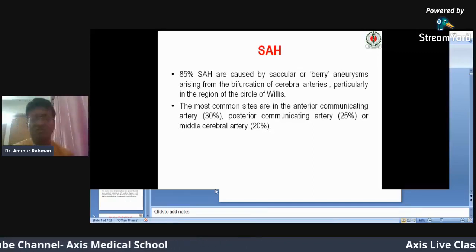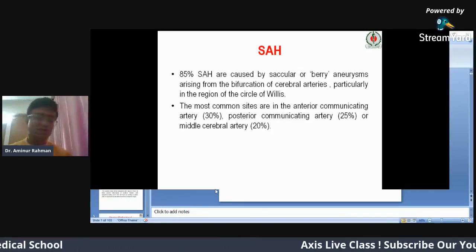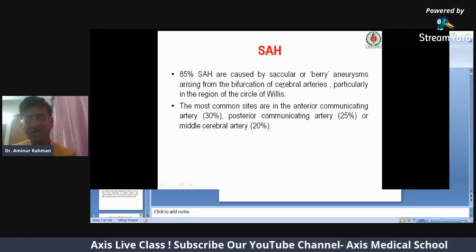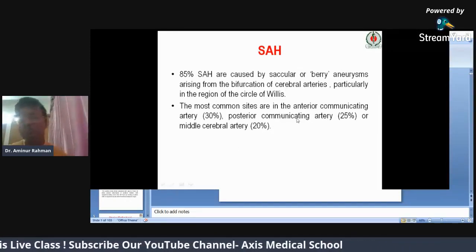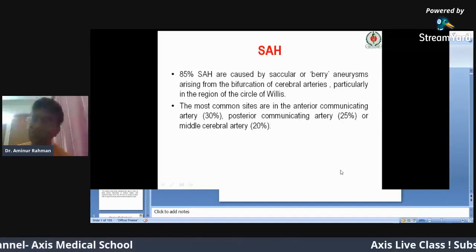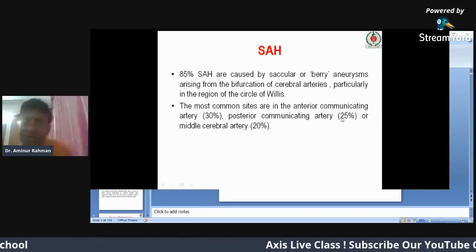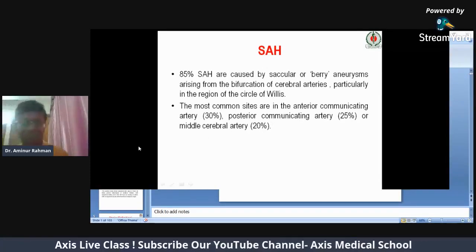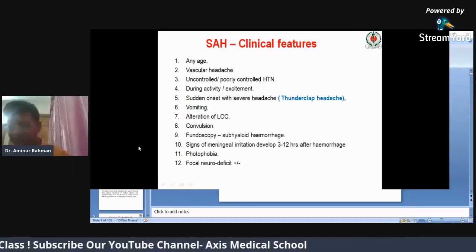85% of subarachnoid hemorrhages are caused by saccular or berry aneurysms arising at the bifurcation of the cerebral arteries, particularly in the region of the circle of Willis. The most common site is the anterior communicating artery, 30%, the posterior communicating artery, 25%, and the middle cerebral artery, 20%. What is the clinical presentation?